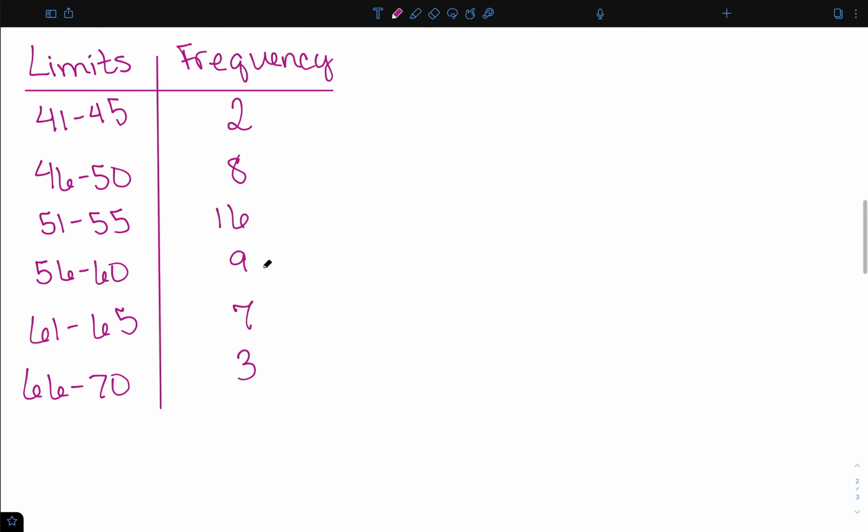Let's consider this frequency distribution, which contains the ages of the first 45 presidents at the time of their inauguration. And we want the appropriate histogram. We'll start by drawing our axes. I have my y-axis and my x-axis.